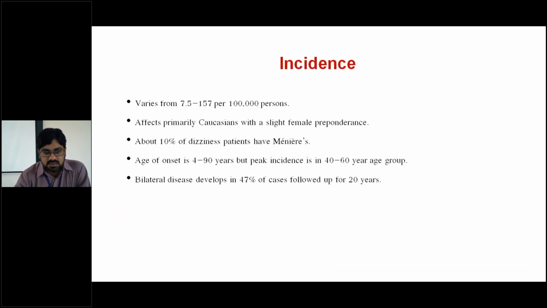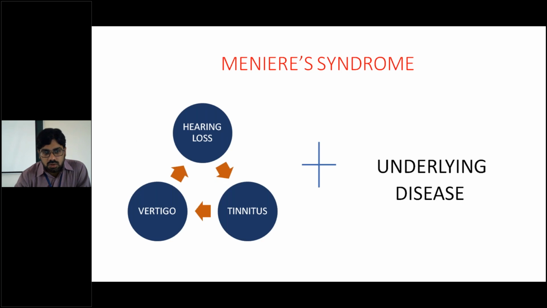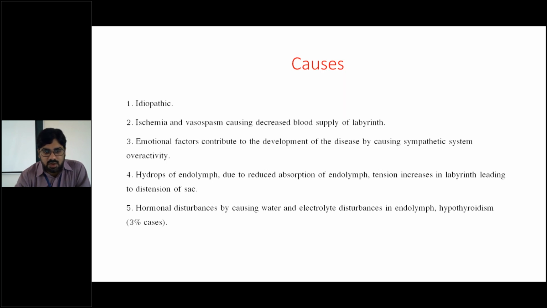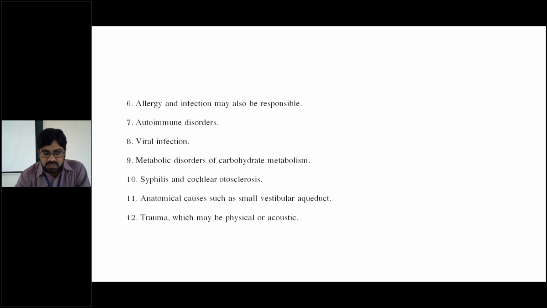So these are the incidences. Generally, there is a slight female preponderance, and 10% will have vertigo. Anything like hearing loss, vertigo, tinnitus, Meniere's disease with some other underlying disease is known as Meniere's syndrome. If you have others like syphilis, mumps, rabies, or some other disease, then it is called Meniere's syndrome. The causes are idiopathic, ischemia and vasospasm, due to decreased blood flow to the labyrinth. Emotional factors can contribute, and hydrops of the endolymph due to reduced absorption of the endolymph will cause Meniere's disease. Hormonal disturbances, allergy, autoimmune disorders, viral infection, metabolic disorders, syphilis and so on. All these are conditions which can lead to Meniere's disease.